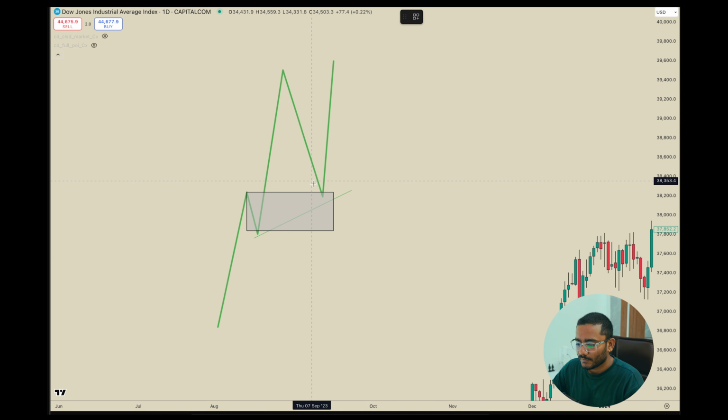So what actually happens? The people who have bought over here, they will put their stop loss below this low and they will put their target over here. And then what happens?